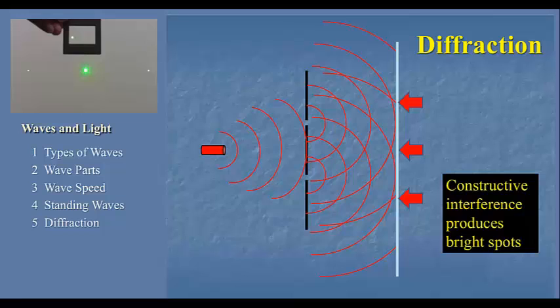This phenomenon is especially important here because we will use these arguments, and specifically diffraction, in discussing the structure of the atom later on.